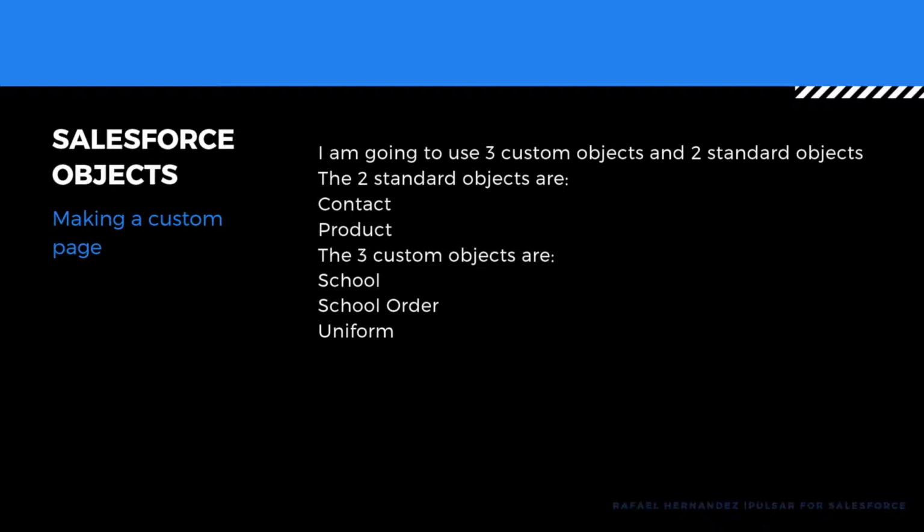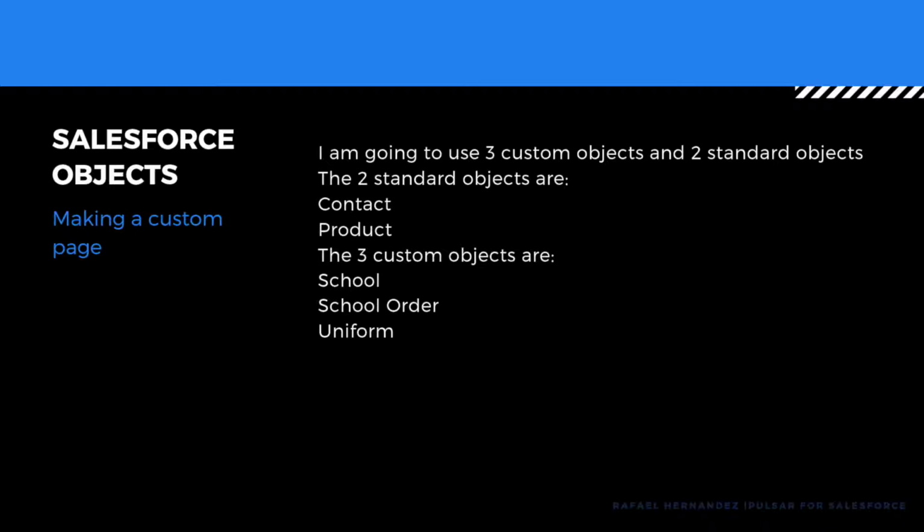Now that we have a problem, I'm gonna start with the solution. First of all, I need to define my objects, my software objects, and in this case I'm going to use two standard objects that are contact and product, and three custom objects that are school, school order, and uniform. I will explain this later when I start to work in the Salesforce org. But now I want you to know this because it's good for you to have this presentation of the subjects.